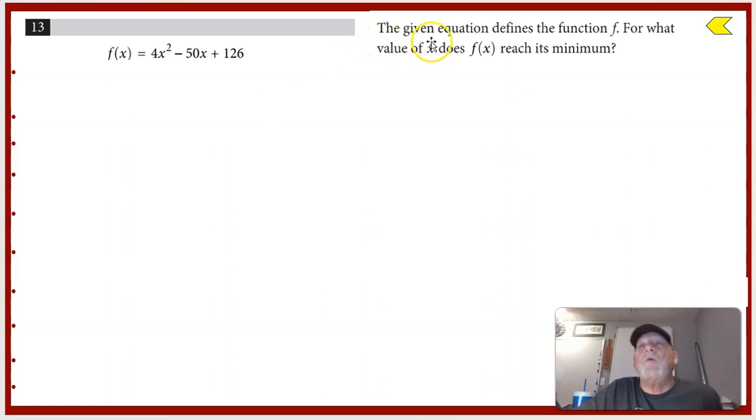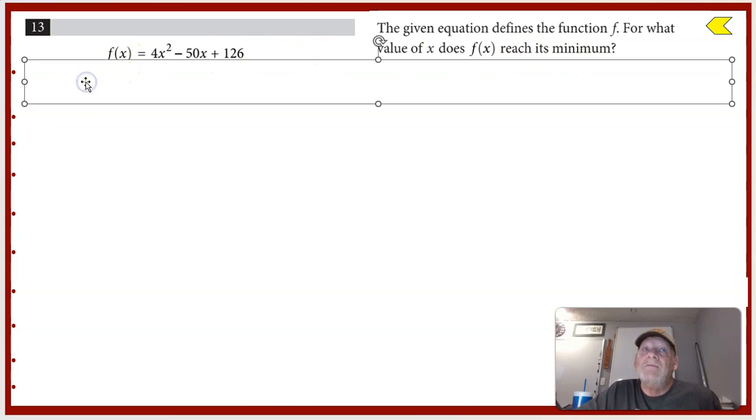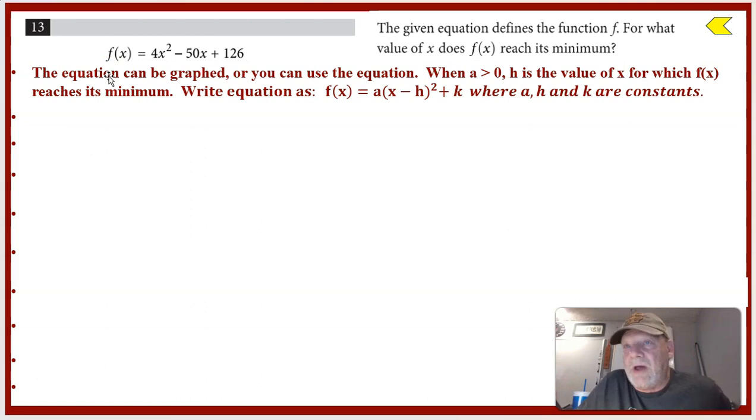So it says the given equation defines a function f. For what value of x does f of x reach its minimum? All right, you have to know what the graph's going to look like. It's going to be a quadratic, and a quadratic is a parabola. So it could be graphed, or you can use the equation and write it in what's called standard form. So here's standard form, where f of x equals a times (x minus h) squared plus k, where a, h, and k are constants.